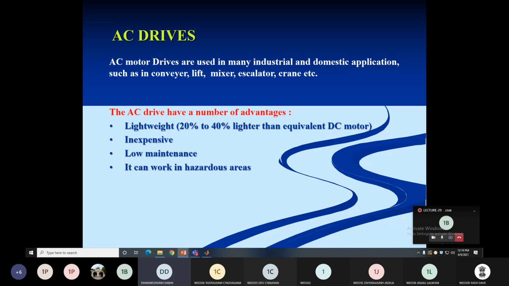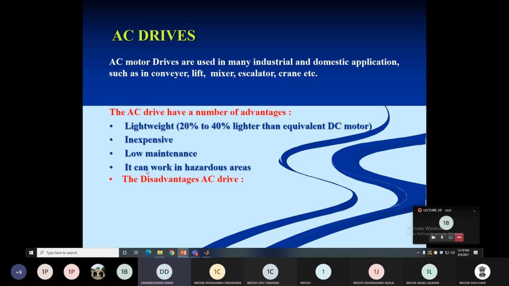Clear? So because of this reason, AC motor can work in this type of application like chemical process plants, but cannot be used for the DC motors because it is unsuitable for such types of environments. So this is the fourth advantage of using the AC drive.